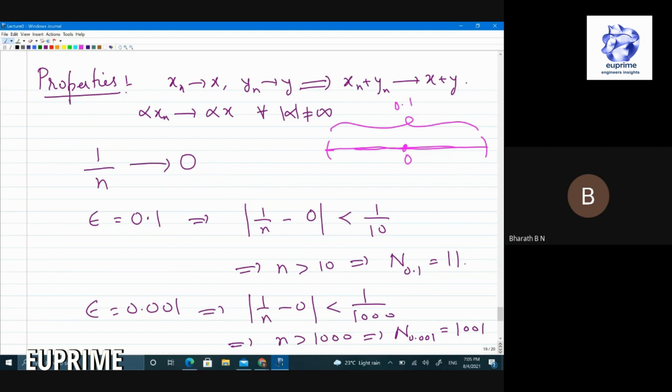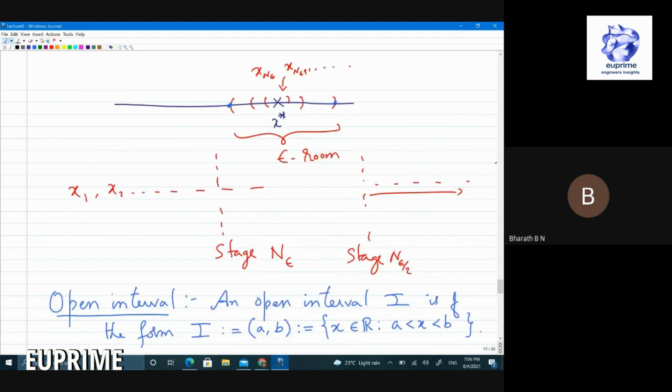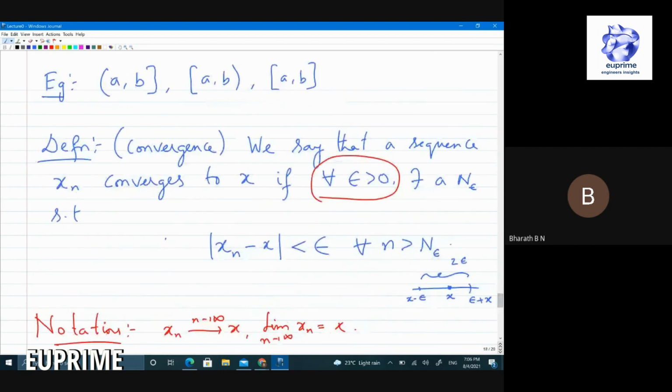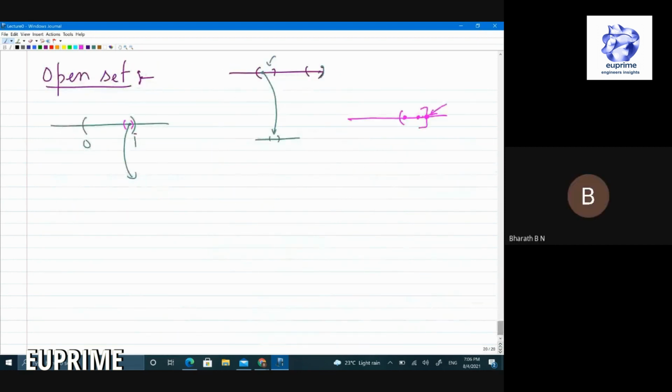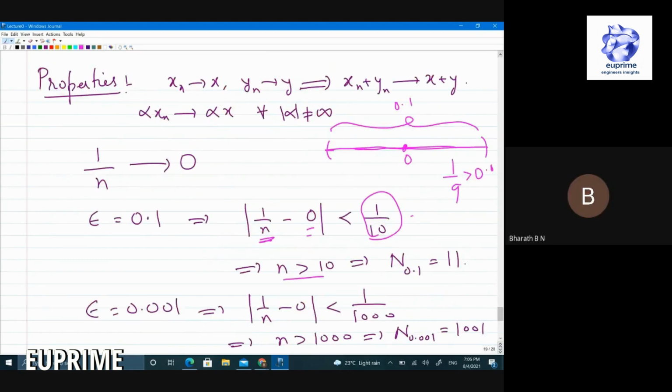So what is the stage? I want 1 by n to be 0.1 close to 0, right? That's what I have written here. So if that is the case, then n should be greater than 10, right? So I can write that 1 by n is less than 1 by 10. Then n can be less than 10 also? Like there will be 2 points. No, 1 by 9 is greater than 0.05, right? Do you agree? So that means it's outside the room. It cannot be inside the room.